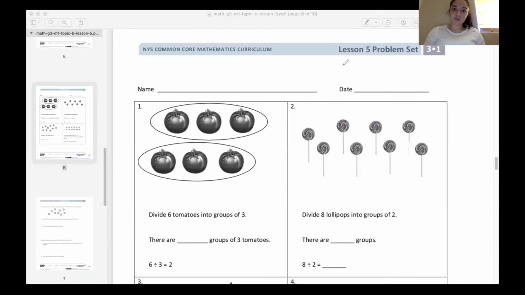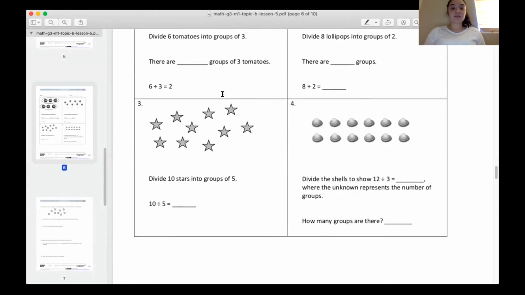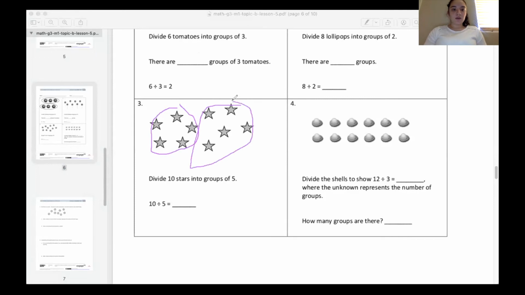I'm going to clear my screen so we can move down a little bit. Divide 10 stars into groups of 5. So again, go ahead and try that one on your own. Use counters if you need to, but go ahead and pause the video if you want to give it a shot on your own. If not, I'm going to go ahead and keep going. I'm going to circle 1, 2, 3, 4, 5 stars here, and 1, 2, 3, 4, 5 stars here. So that gives us 2 groups, which means 10, which is our total, divided by 5, which is the number in each group, equals how many groups? So 10 divided by 5 equals 2.